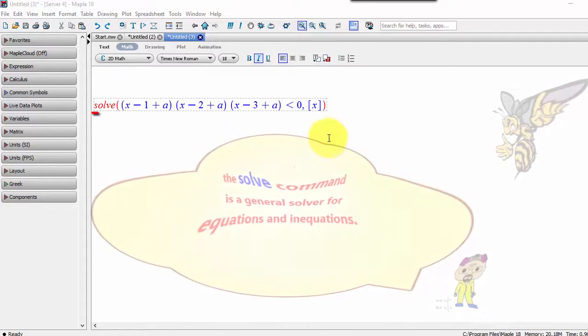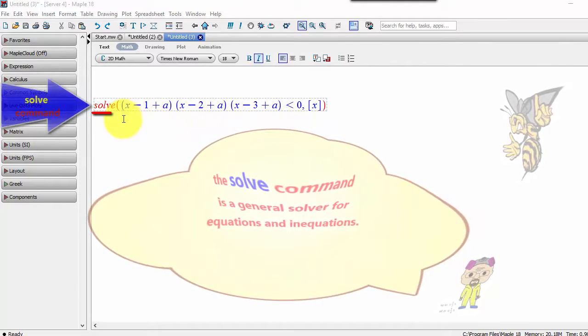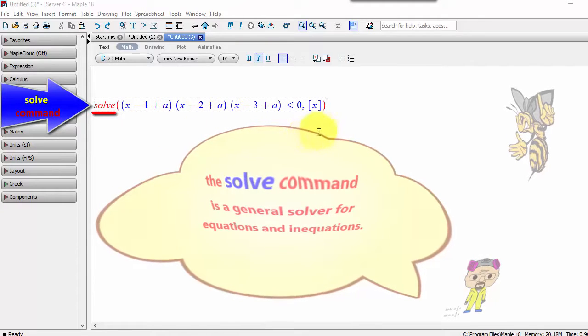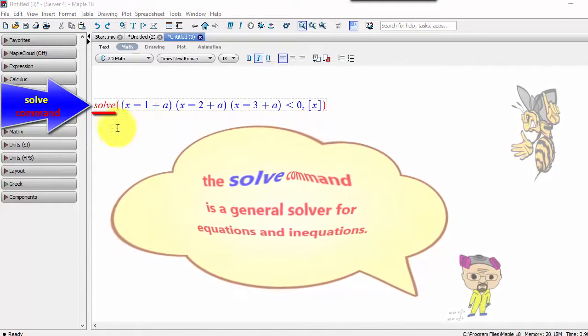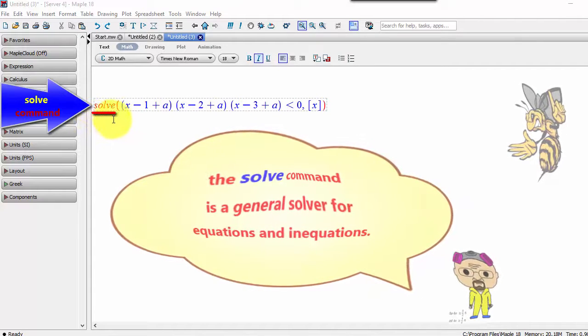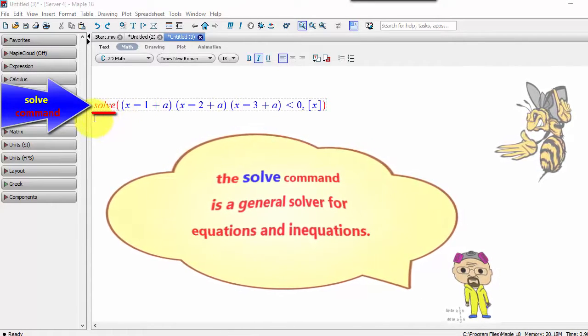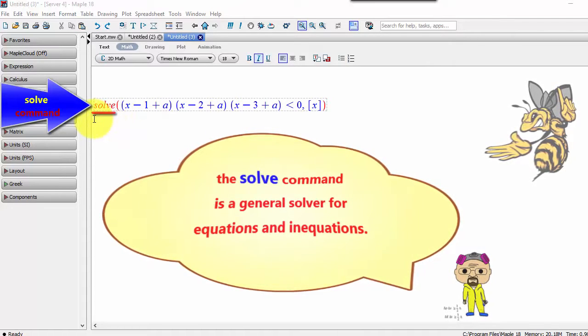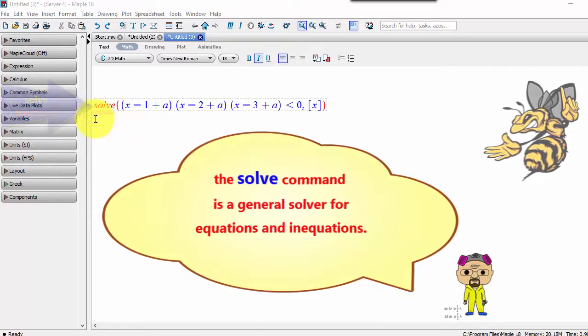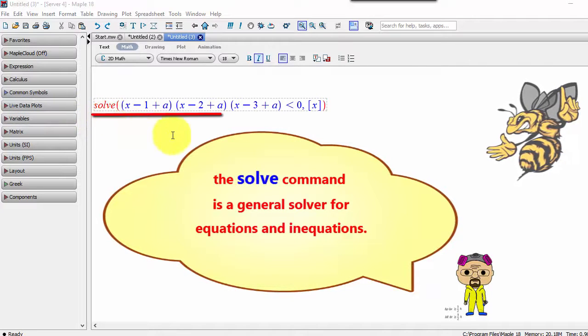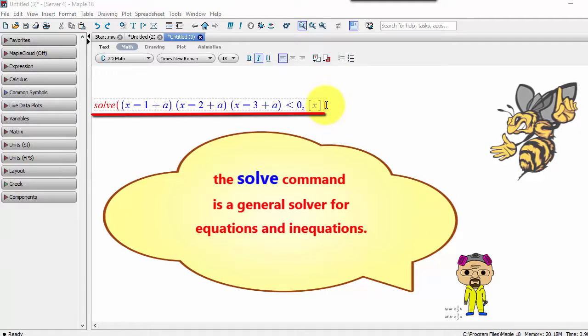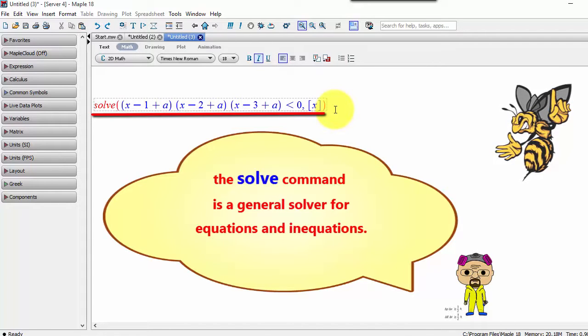As expressed earlier in the previous videos of this series, the solve command is a general solver that determines solutions to equations or inequations. Therefore, in order to perform computation and solve this inequation by Maple, we use the following syntax. Solve x minus 1 plus a times x minus 2 plus a times x minus 3 plus a less than 0, bracket, x.